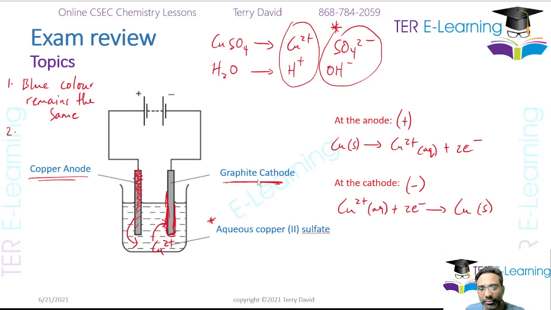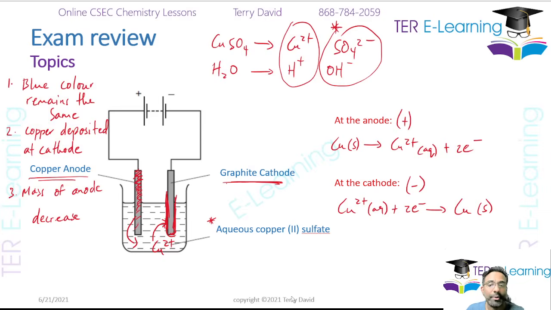Now, the second observation, we already know that copper, that pinkish solid, is going to be deposited at the cathode. So copper deposited at my cathode. Now, there's a third observation here that's going to take place. You see the anode, because the anode is an active anode, it's made up of copper, the mass of the anode is going to decrease. So mass of anode decreases, because the copper is going into solution. I'm hoping you guys follow that.